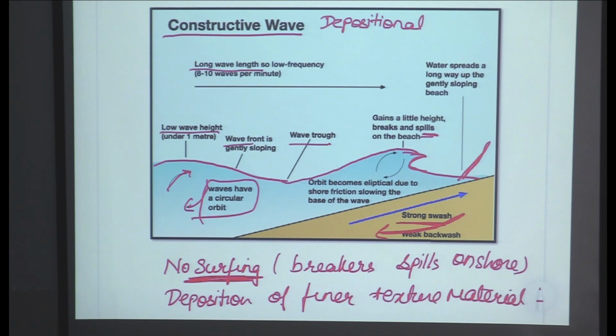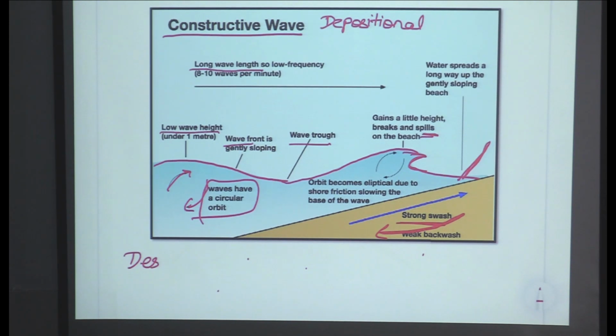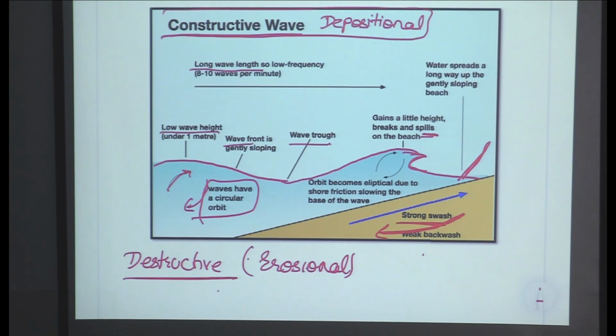So sea waves, one of the three movements of the ocean water, can be easily demarcated into two types. Repeating it, destructive, that is erosional, and constructive, that is depositional.